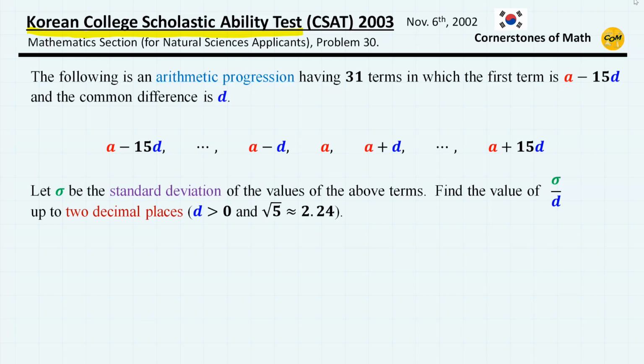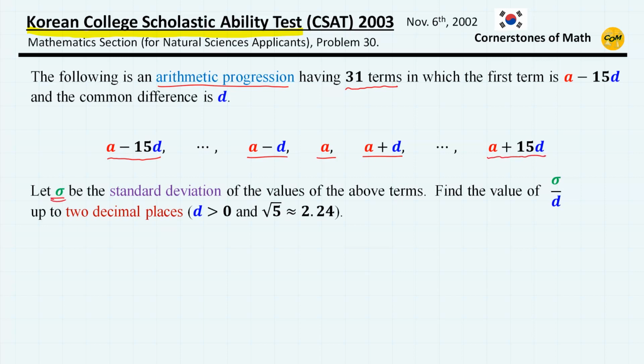Today we have the following problem from the test for high school students who went to college in 2003. The following is an arithmetic progression having 31 terms in which the first term is a-15d and the common difference is d. So the sequence starts from a-15d, and in the middle there must exist a-d, then a plus d, and so on. And the last term, which is the 31st term of the sequence, will be a plus 15d.